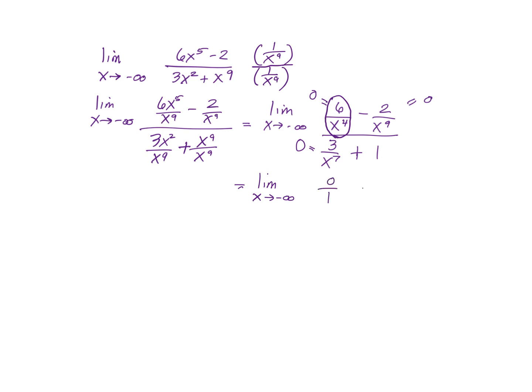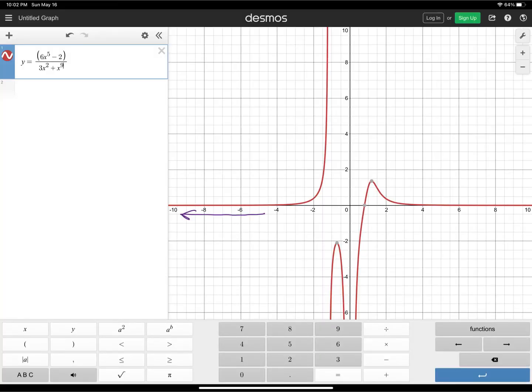0 over 1 is just 0, isn't it? So again, this tells us that we have a horizontal asymptote at y equals 0. So again, you can see that when we take the limit as x approaches negative infinity, that this graph is getting infinitely close to y equals 0. In fact, on this picture, it looks like it's touching y equals 0, but if you were to zoom in, you would see that it's actually just getting very close to y equals 0.